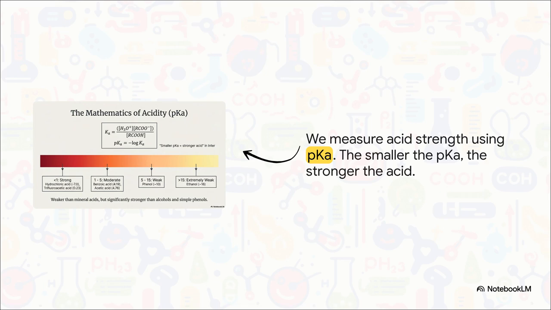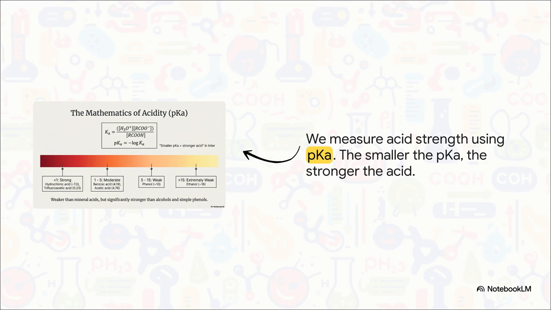Okay, so how do we measure this acid strength? We use a scale called pKa. Now, it might seem a little bit backward at first, but just remember this one simple rule. A smaller pKa value means a stronger acid. As you can see on the scale here, the really strong acids have a pKa near 0, while much weaker ones, like ethanol, have a pKa way up around 16.